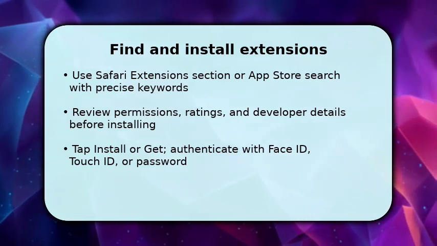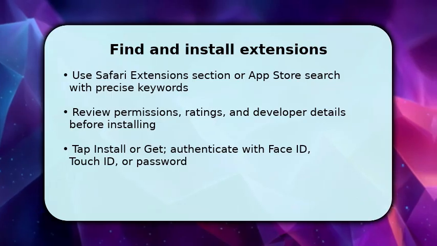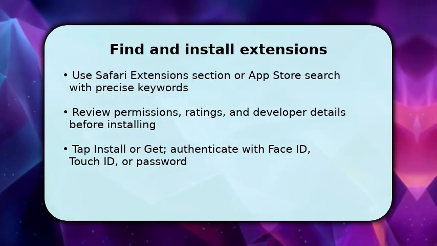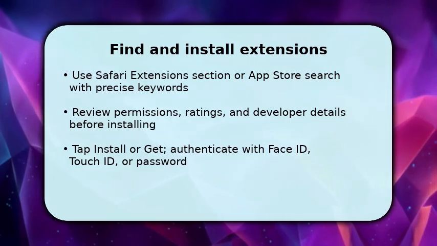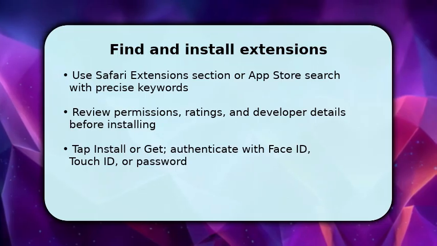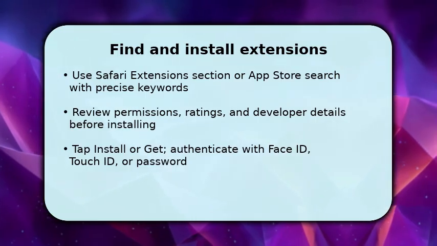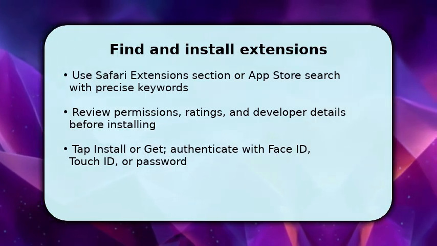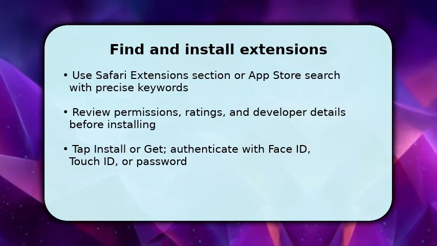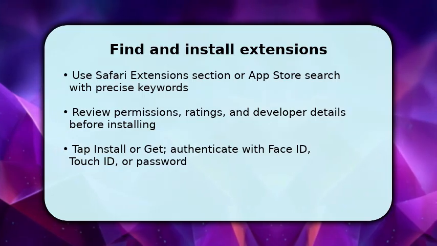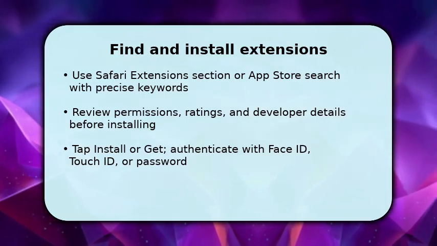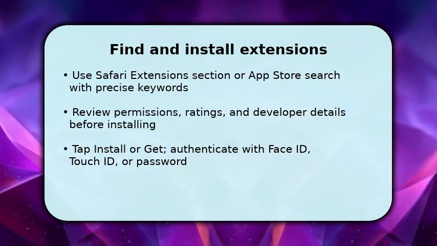In Safari, open the Extensions tab or use the App Store and search with clear terms like Ad Blocker or Password Manager to narrow results. Make sure to read the permission list and reviews. Permissions show why the extension needs site access. That explains its behavior. When you choose Install or Get, authenticate with Face ID, Touch ID, or your password so Safari can add the extension securely to your browser.